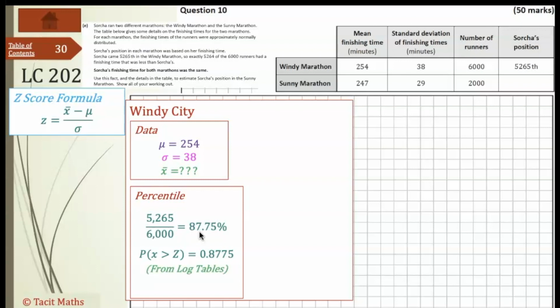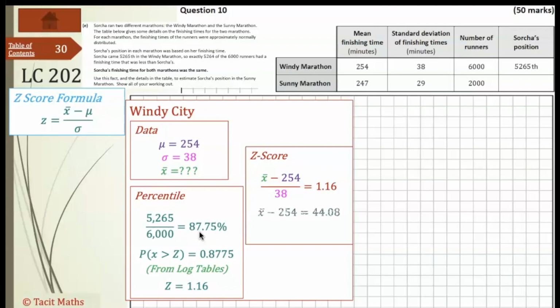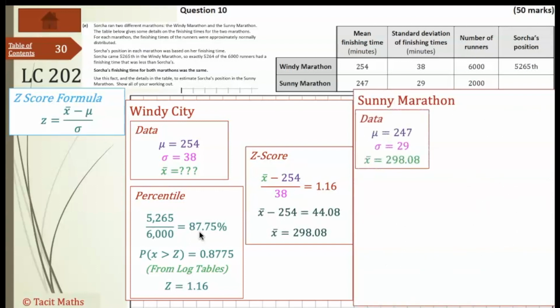So we find our z-score from the log tables. The good news here is it's straight from the log tables, with no subtracting from 1. Now we put the z-score formula equal to 1.16 and solve for x, and it comes out as 298.08, which means that was her time for the Windy Marathon. So we now know that's her time for the Sunny Marathon as well. We do the exact same thing for the Sunny Marathon, except this time we have the time.